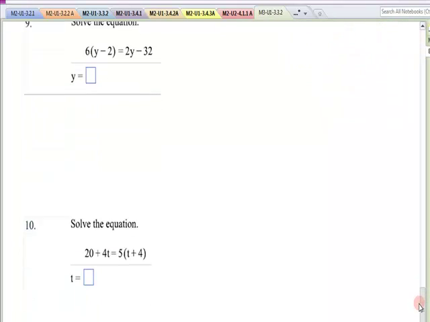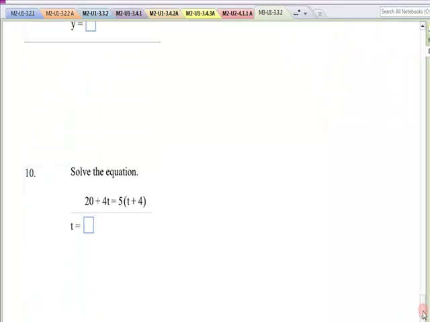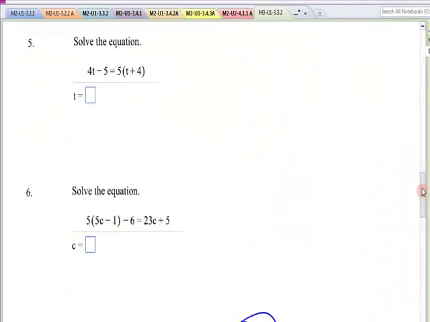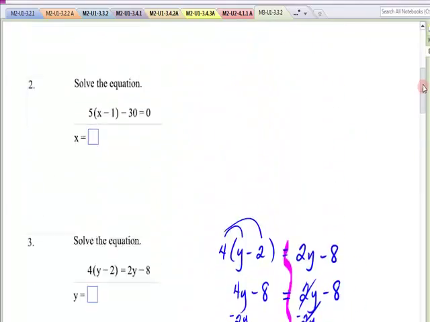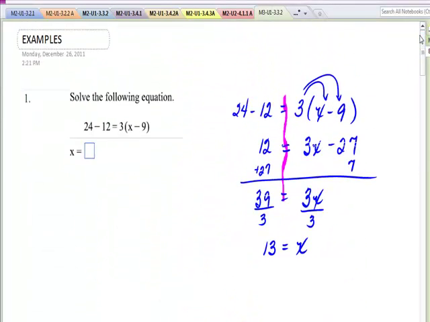Okay, I don't really think there's anything else that would be new in these problems. Did just enough to remind you of a little more simplifying before we solve equations.